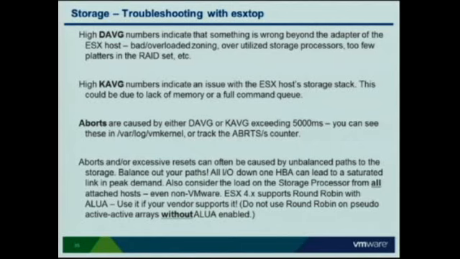So we're just, as a whole, maybe even the physical environment is throwing IOs at this SAN and one of your storage processors is overloaded. It could be that we have too few platters in the RAID set to properly service the number of IOs that we're throwing at it. We're spending so much time writing things out to the physical disk that we can't service them as fast as they're coming in. High KAVG numbers indicate an issue with the ESX host storage stack.